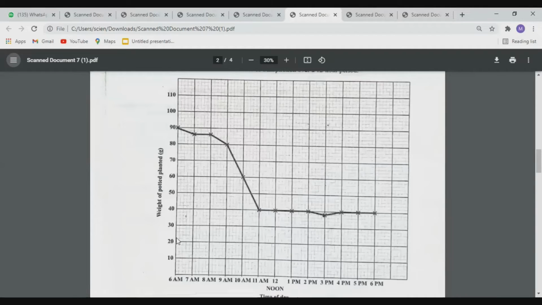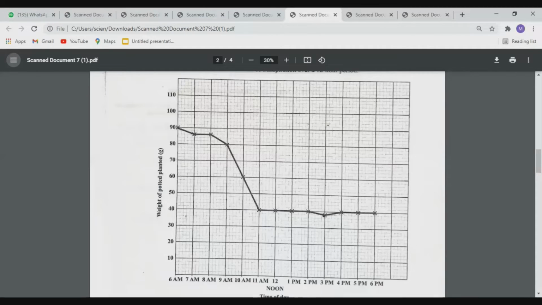So the first one was from 9 a.m., which is here at 80, to 11 a.m. You really realize that there's a drastic decrease in weight. All right, look at this, it's decreasing. So there's a drastic decrease in weight. So now at 9 a.m., there is an increase in transpiration, meaning that there is more water being lost. As there is significant loss in water by the potted plant, the temperature increases, thus transpiration increases. There is also an increase in light intensity. So by 9 a.m., the sun would have been shining bright.